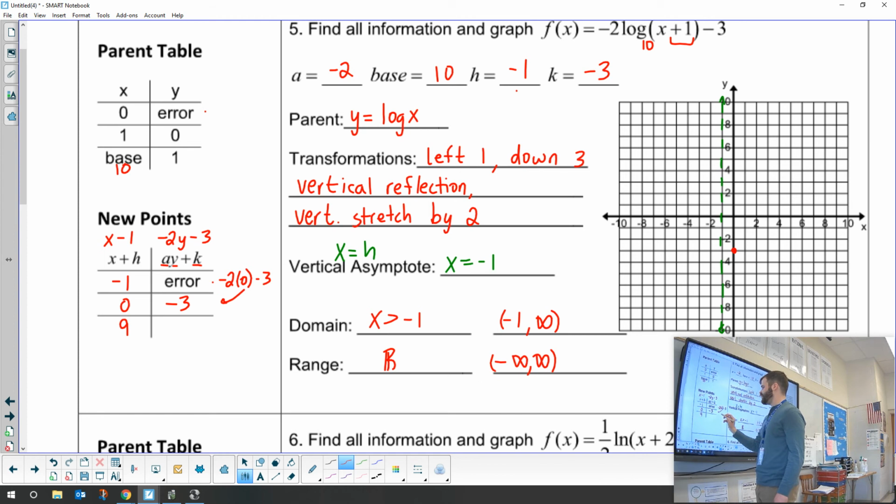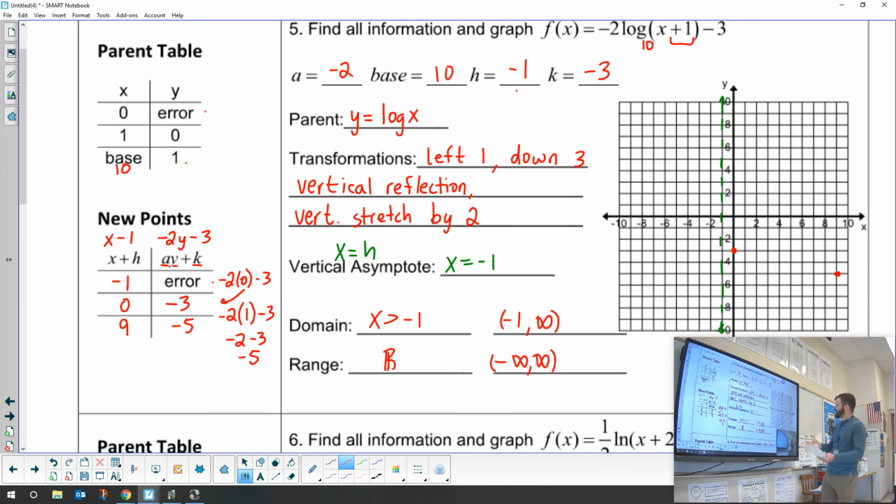Then, my next one here. We're going to go negative 2 times 1 minus 3. Well, negative 2 times 1 is negative 2. Negative 2 minus 3 is negative 5. Okay, so we're going to have a point at 9, negative 5. Oh man, that's way out there. All right, well let me show you.